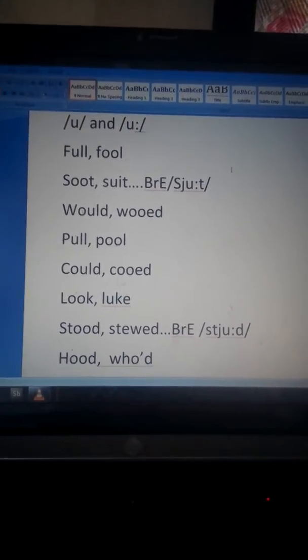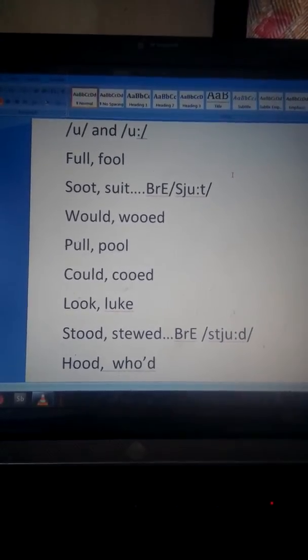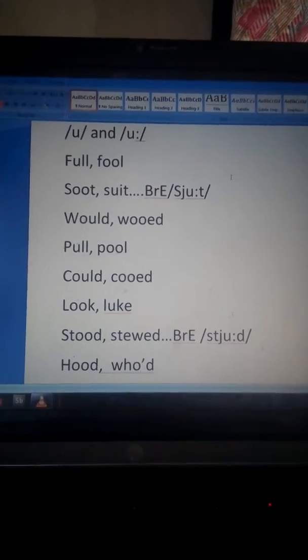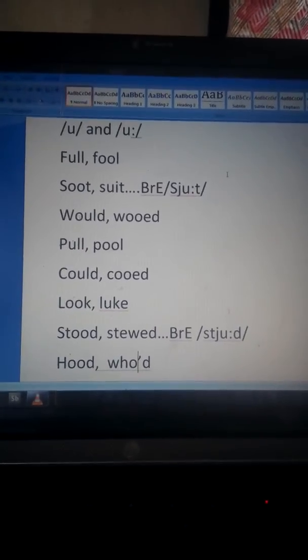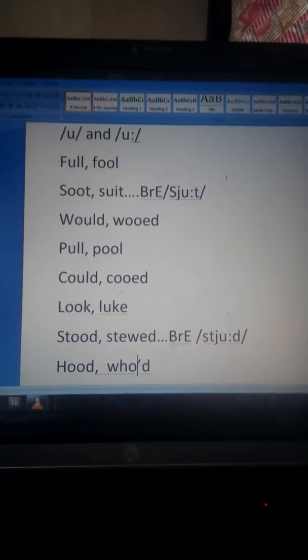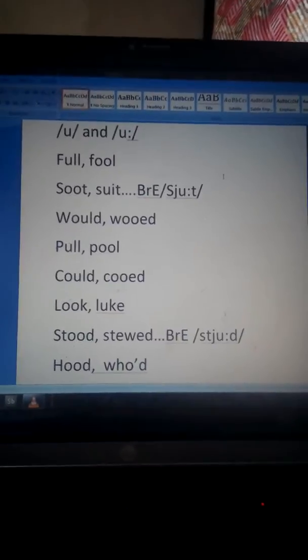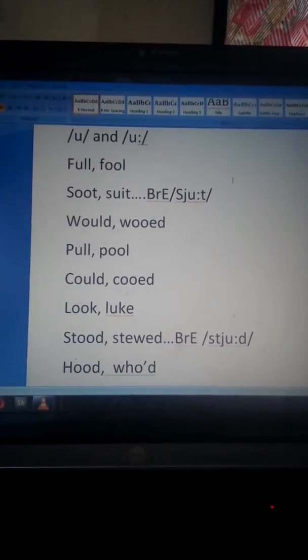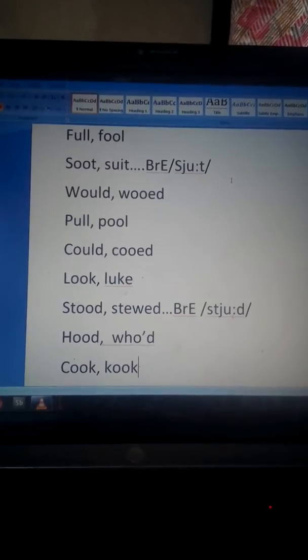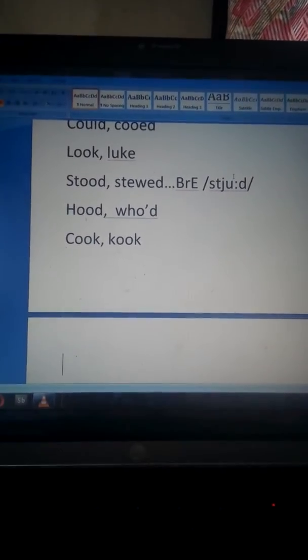look, Luke, stood, stewed. Now, the stewed here is basically the American way of saying it. British people say stewed or stew. You know how you cook stew in the house? Americans would say it's stew. British would say it's stew. So just know the difference. But I just had to use stewed here for me to make the difference clearer.